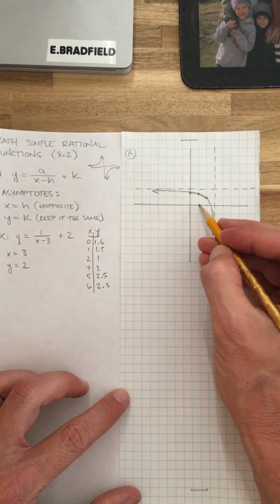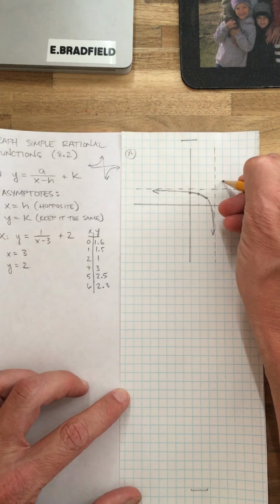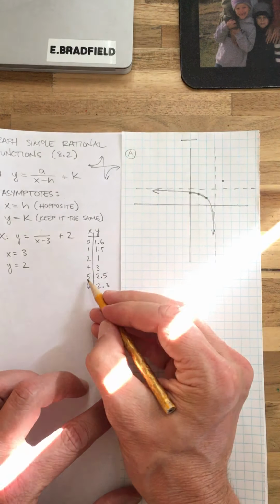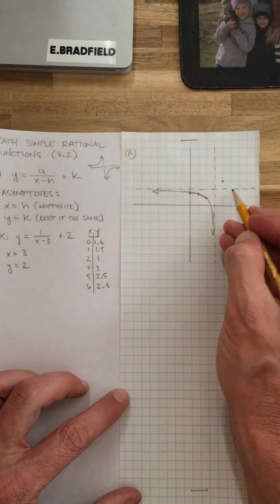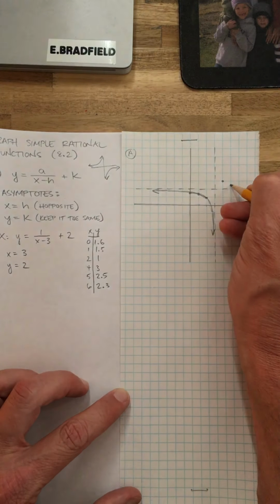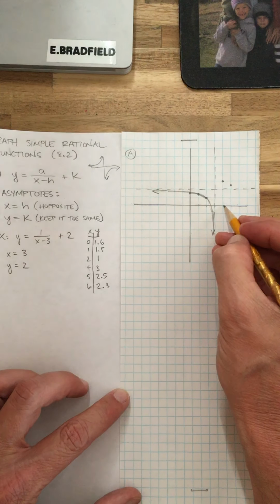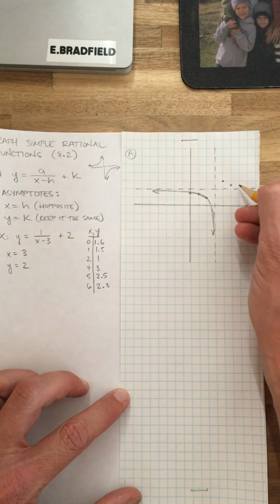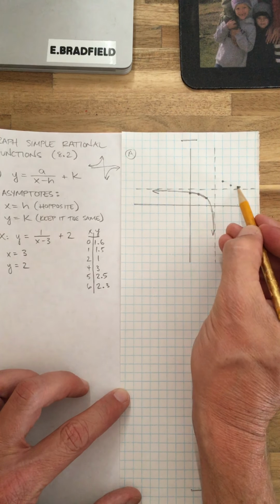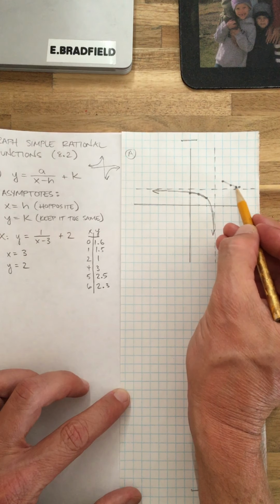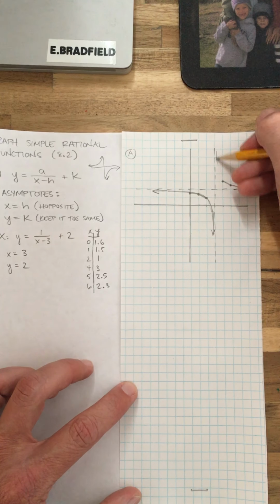So 4, comma 3, so 1, 2, 3, 4, comma 1, 2, 3, here it is. 5, comma 2.5, 1, 2, 3, 4, 5, comma 2.5 is right here. Okay, and then 6, comma 2.3. 1, 2, 3, 4, 5, 6, comma 2.3. It's right there. And you can see this curve. You can see that that guy's curving a little bit. So you're just going to connect those 3 dots and then curve it up like this.